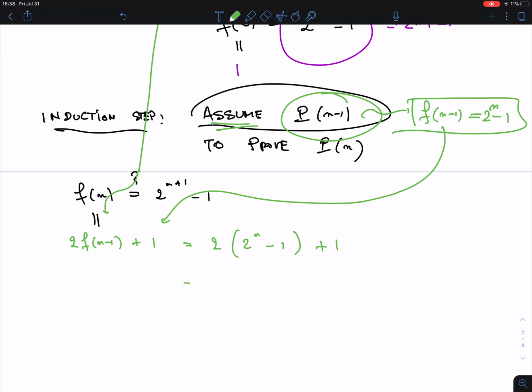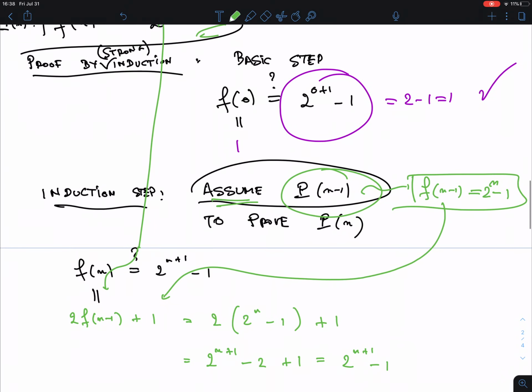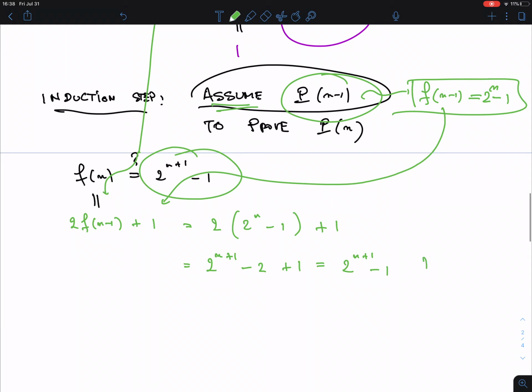Now we have to work this out. That is 2 times 2 to the n, that is 2 to the, adding exponents, right? Multiplying is adding, n minus 1, plus 1, that is 2 to the n plus 1 minus 1. Is this what I need to prove it is equal to? Yep. Okay, so the conclusion is this, and now I'm going to stop and let you do the homework problems.